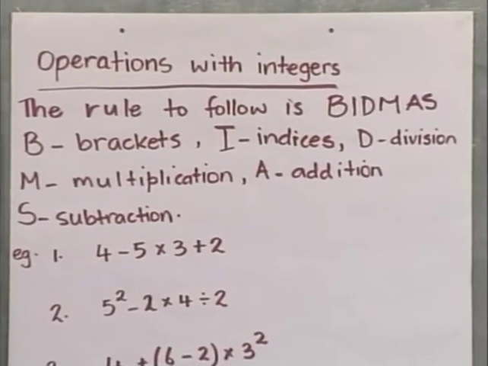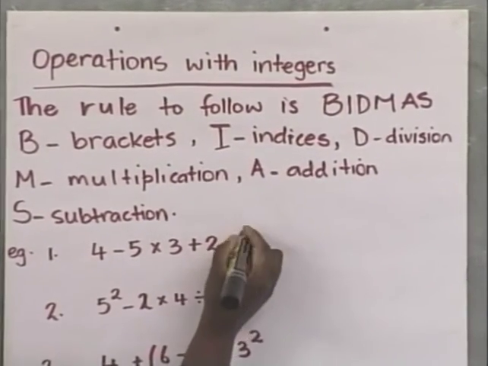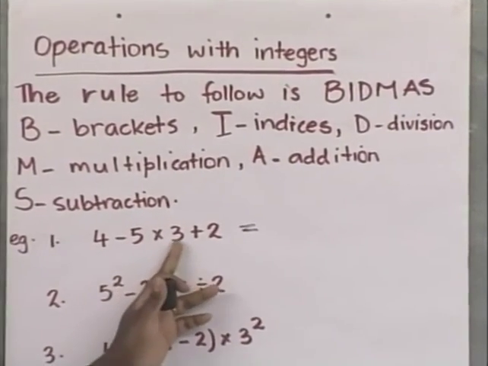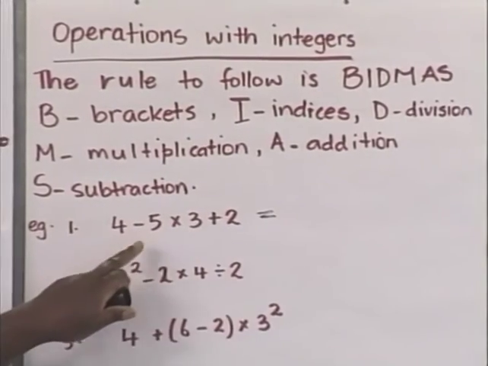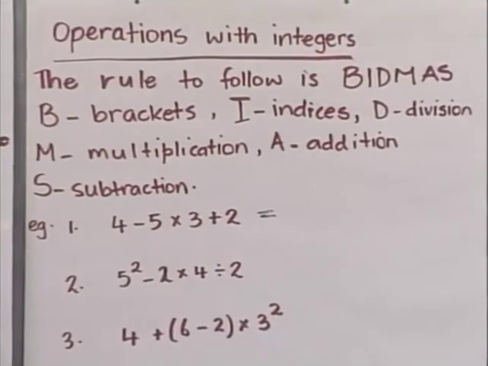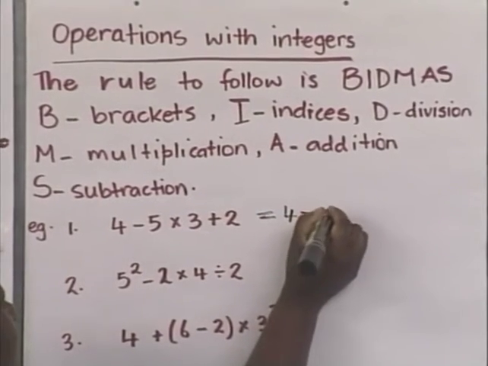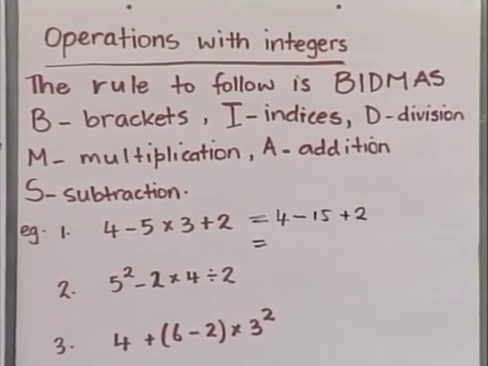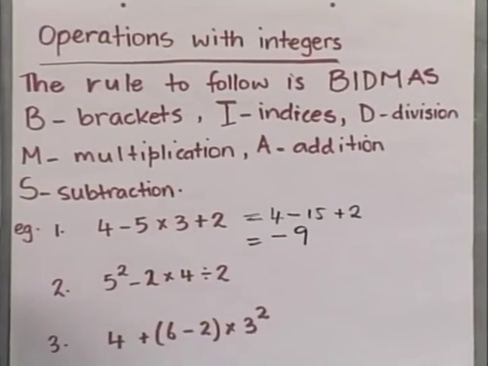Okay, the first example that I have here, it's 4 minus 5 times 3 plus 2, because the rule says I have to multiply first. I multiply first, so 5 times 3 will be 15. So it will be 4 minus 15 plus 2. 4 minus 15 is negative 11. Negative 11 plus 2 is negative 9.